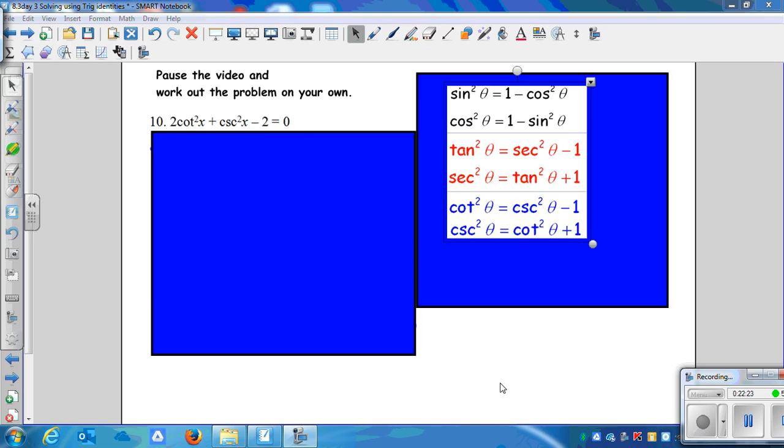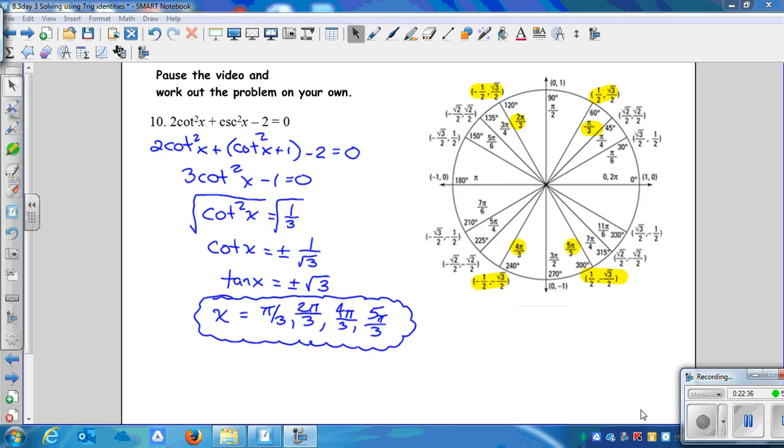Number 10, pause the video and work out this problem on your own. When you finish, unpause the video and check your answers. Number 10 has 4 answers: pi over 3, 2 pi over 3, 4 pi over 3, and 5 pi over 3.